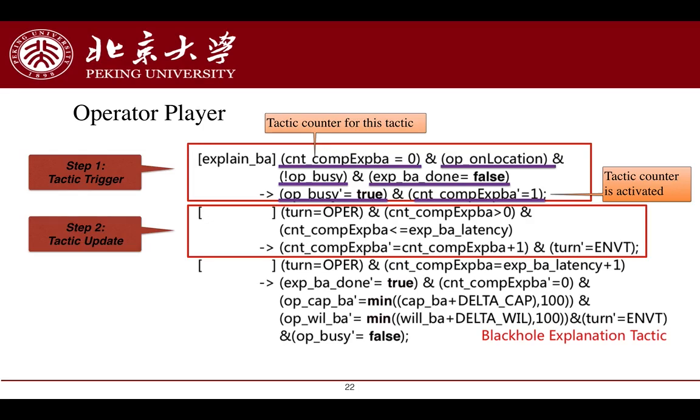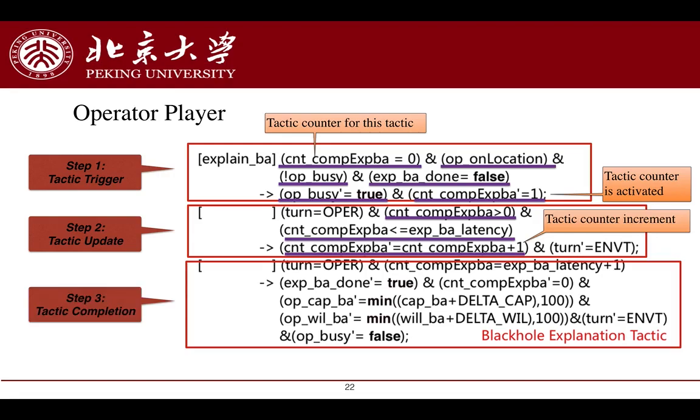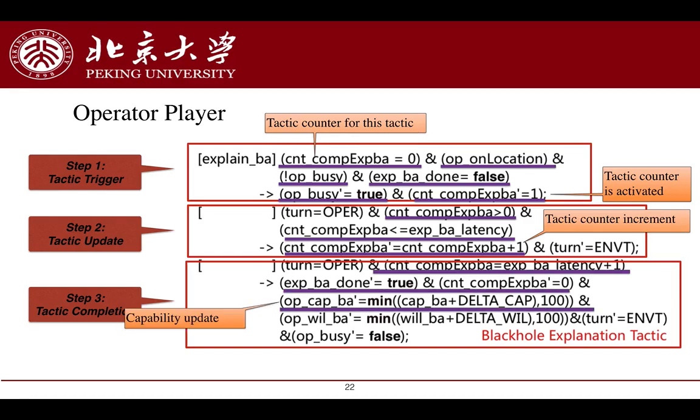The second command describes how tactic makes progress. Basically, if the counter is active, which means greater than 0, but still has not reached the tactic's latency, the counter will be incremented in 1 time unit. Third, tactic completion. When the counter expires, the counter and task completion identification are reset. Capability and willingness will be updated according to the impact of the explanation on the human operator, and the busy status of the operator is set to false. The encoding used for other tactics related to human operator follows the same structure here.